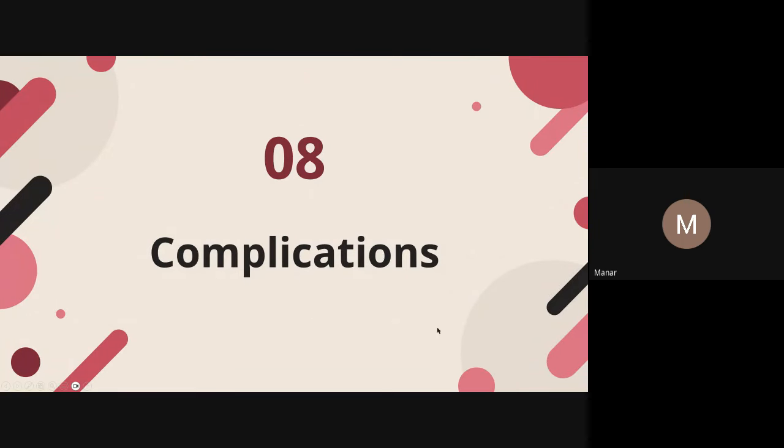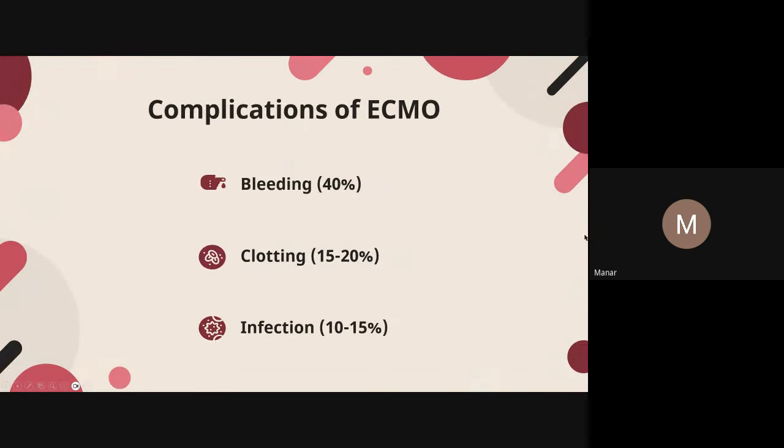Now I'd like to talk about the complications of ECMO. So standing at the top, we have bleeding at 40%. Now bleeding, we control it by preventing it more than treating it. So we have to know that the heparin dose we're giving the patient is actually okay and not causing any internal bleeding. And the next complication is clotting, which is present in 15 to 20% of the cases.